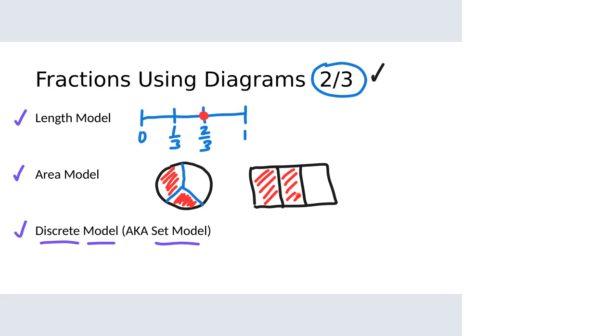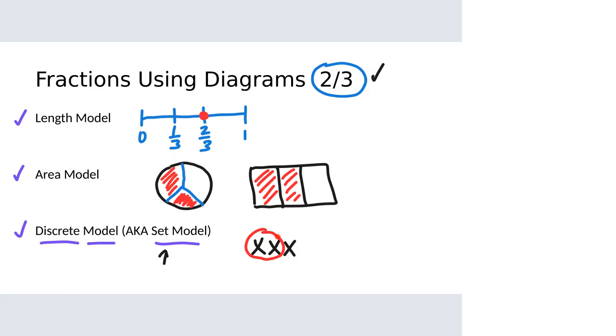Discrete model is a little different than those. With the discrete model, we're going to just go ahead and set up individual items that represent our set, if you will. Because remember, this can be known as the set model. And then if we want to show 2/3 of that, well, I have 3, so I'll just circle 2 of them, and that's a picture of 2/3.